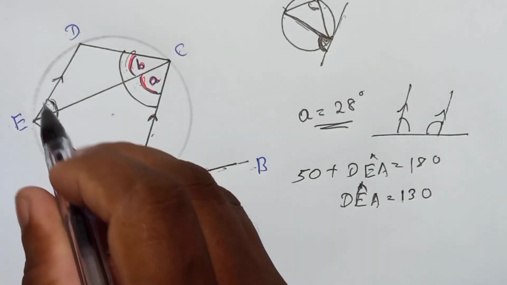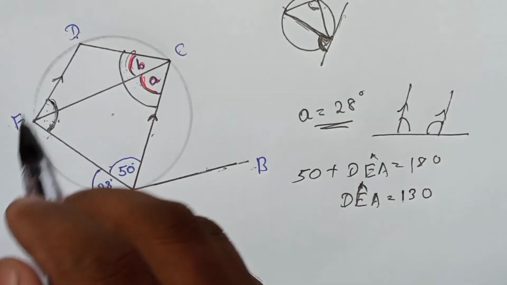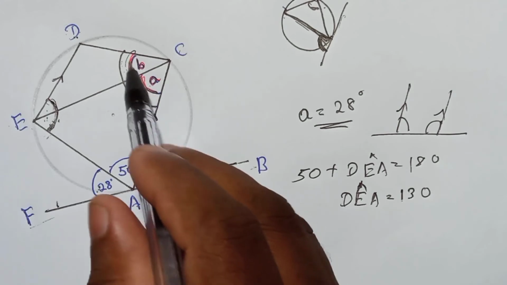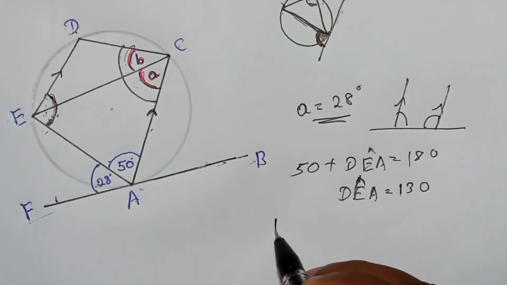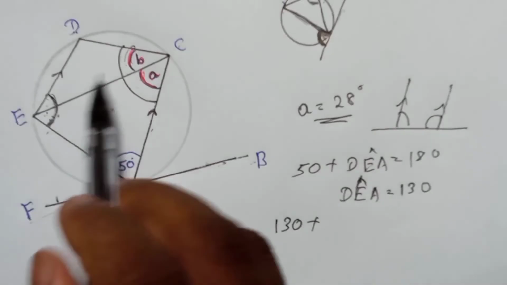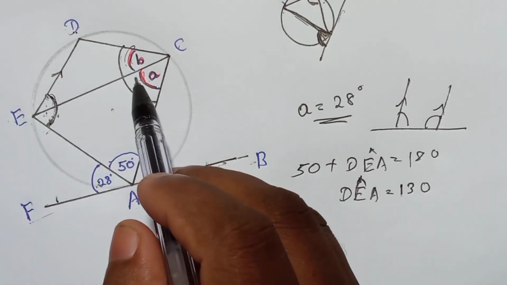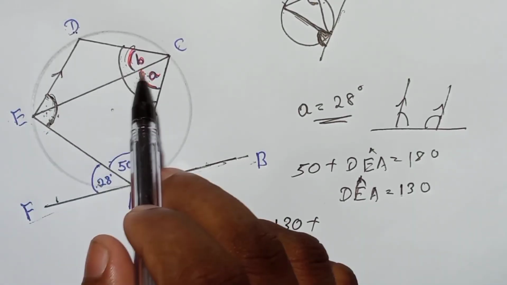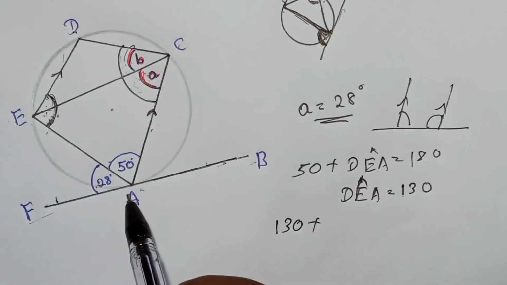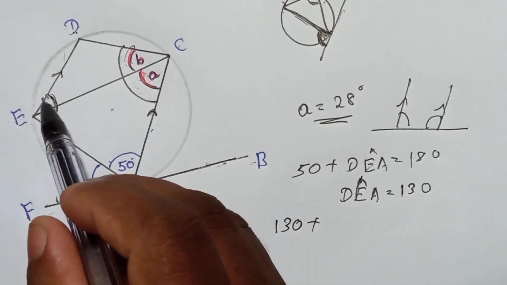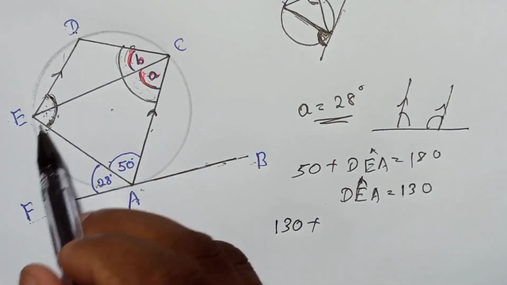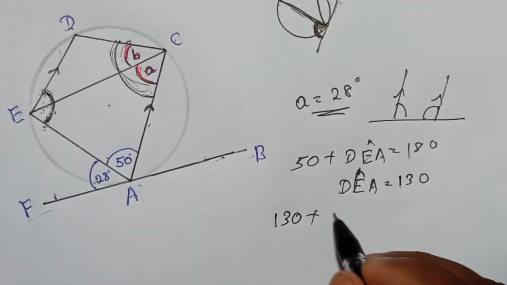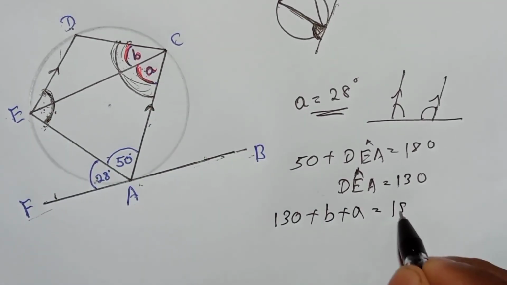So you can write here, we got the answer DEA as 130. So 130 plus this both together, I mean A plus B, will be 180. So I can write 130 plus this angle plus this angle. Normally we know in a cyclic quadrilateral, opposite angles are supplementary, or opposite angles add up to 180. Now in this cyclic quadrilateral, that means ACDE, this angle and this angle are opposite angles. So that's why this plus this must be 180. So 130 plus B plus A should be 180.